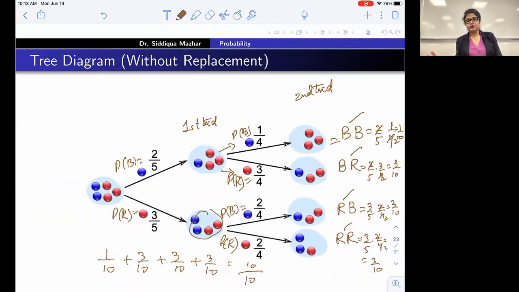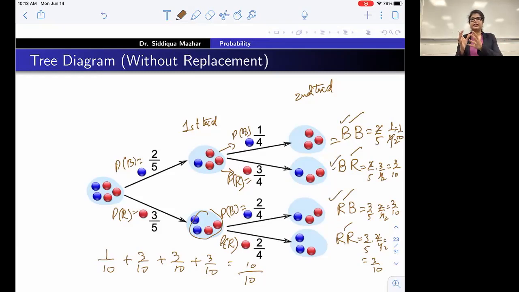If I'm going to ask you, how many sequences are there of having at least one blue? So what will be the answer? How many sequences of the experiment have at least one blue? It means you have to look for those experiments which have at least one or both blue. So there are a total of 3 sequences: blue, blue; blue, red; red, blue. So the answer is 3.